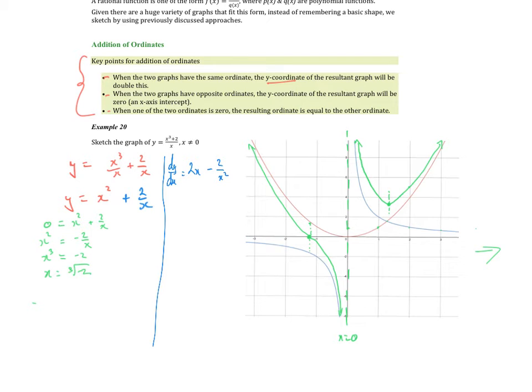Solve it equal to 0. I get 2x is equal to 2 on x squared. So I'll get x cubed is equal to 1. So x is equal to 1. So a turning point at x equal to 1.